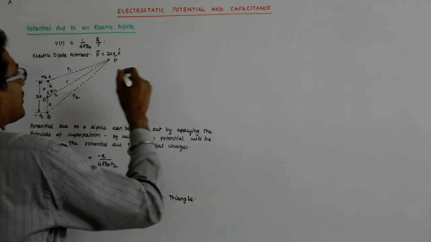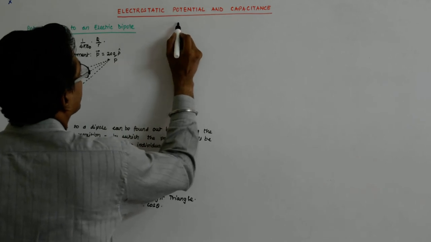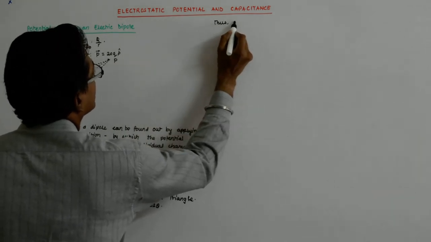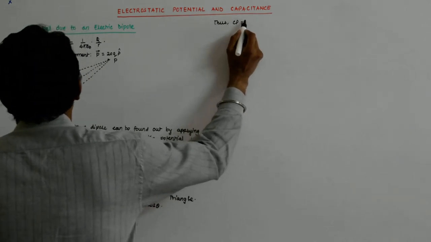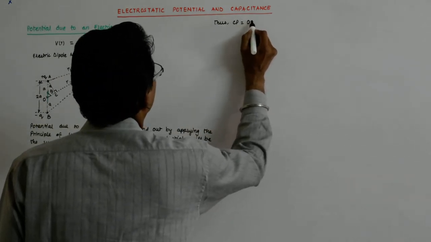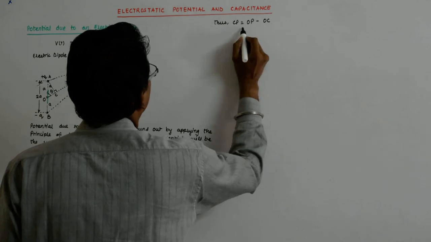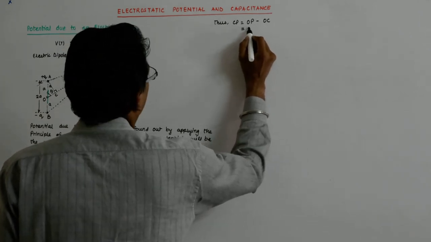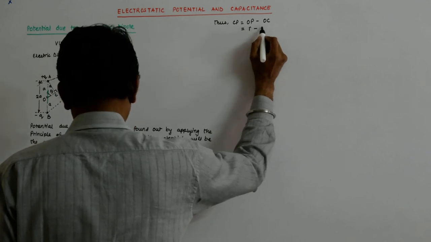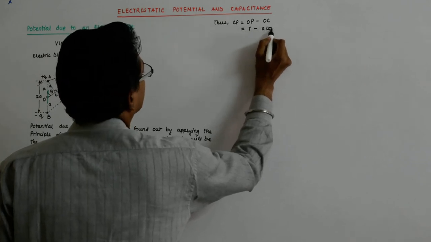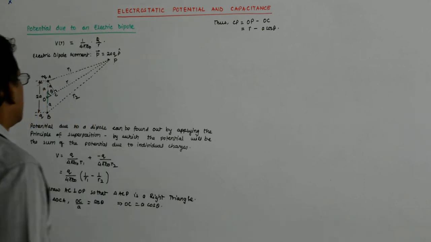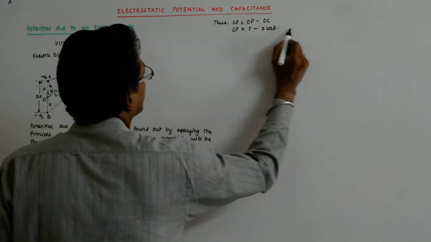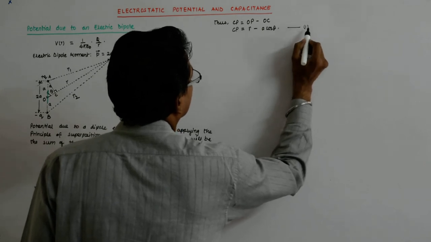So CP is equal to? CP is equal to OP minus OC. What is OP? OP is R. OC is A cos theta, correct? So I get my CP as this.